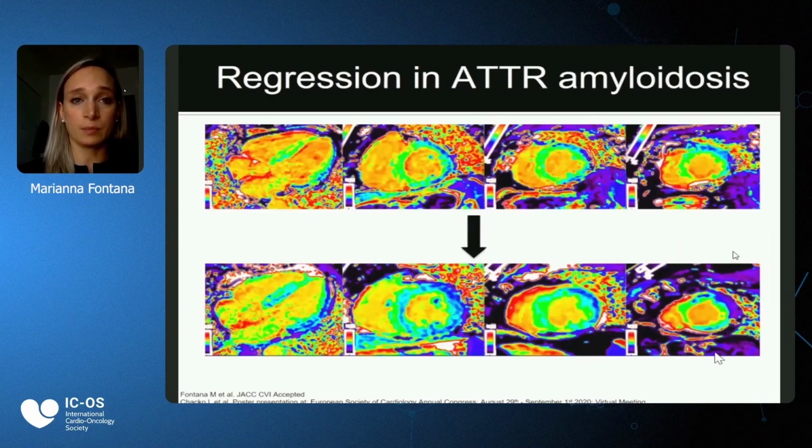And this one is an example. So at the top is baseline, at the bottom is 12 months after. You can see that lots of blue dots start to appear in the myocardium, and this corresponds with a decrease in the extracellular volume.